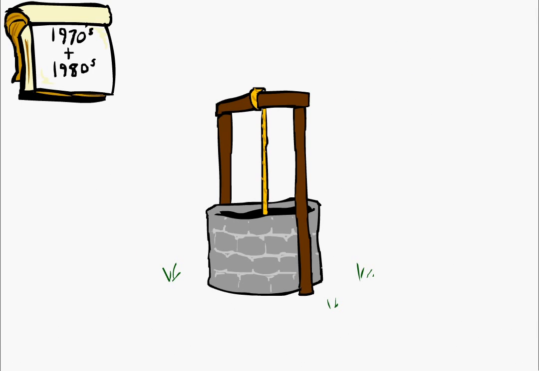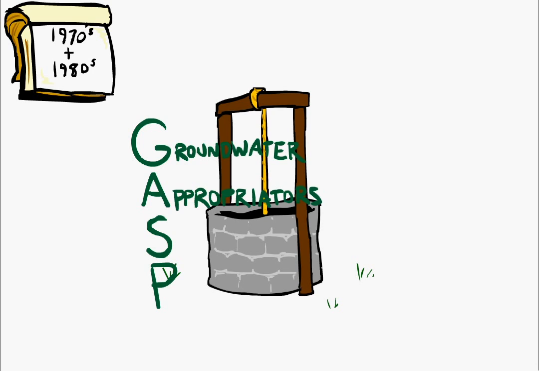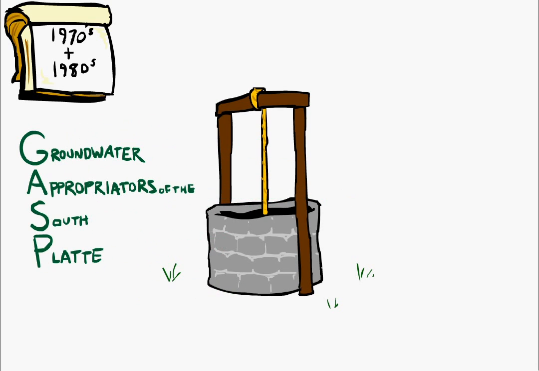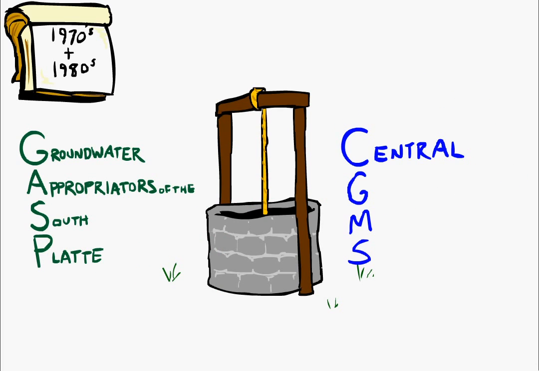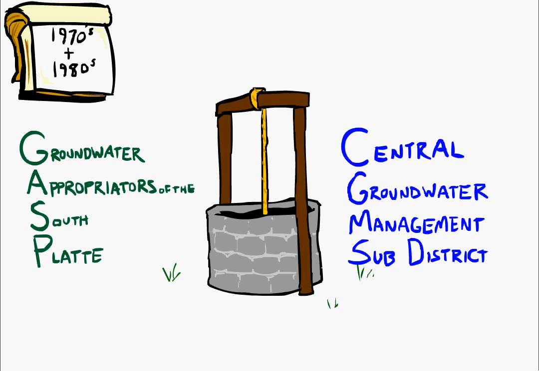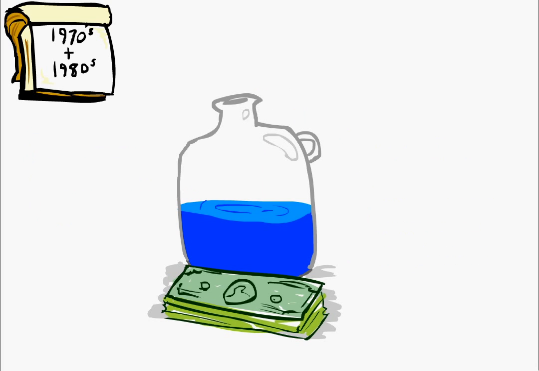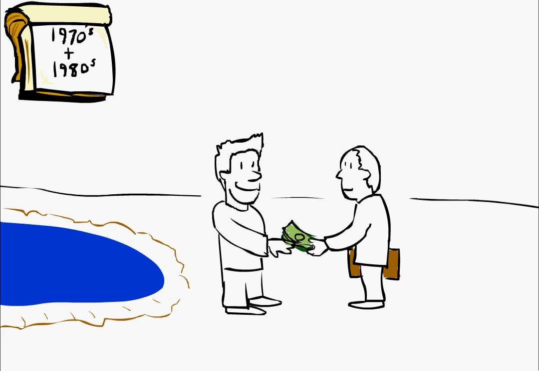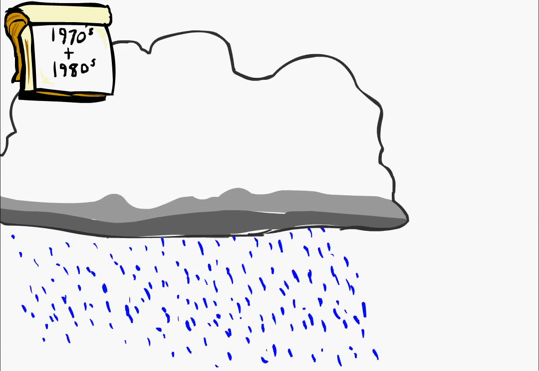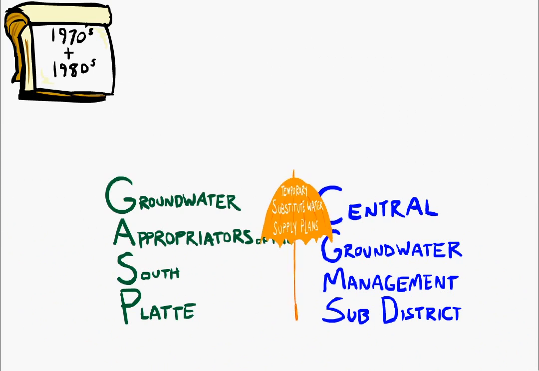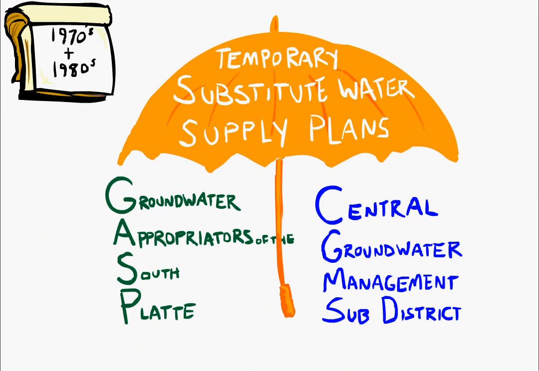Two organizations formed to help well users in the South Platte meet the new requirements. One was called GASP, Groundwater Appropriators of the South Platte. The other was formed by the Central Colorado Water Conservancy District on behalf of its members. It was called Central GMS, Groundwater Management Subdistrict. Both of these organizations collected dues from their members and began to find augmentation water. In some cases, they bought permanent supplies, but because it was so expensive, they often leased water from those who had excess. There was an excess of water to lease because these were unusually wet years. During this time, GASP and Central GMS operated under temporary substitute water supply plans.